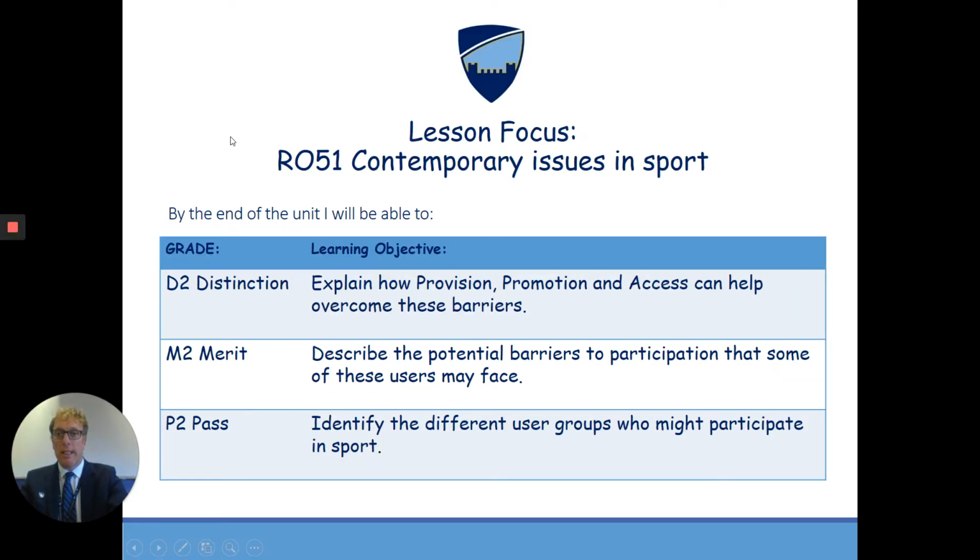Okay, listen, we're going to cast our minds back quite well, actually, till September, October time last year, when we looked at contemporary issues within sport. And we're going to recap the bottom two learning objectives there. So we're going to identify the user groups who might participate in sport, as 9 different user groups. And then we're going to describe and be able to look at those barriers, and there's 8 barriers that might prevent those user groups from taking part in sport.